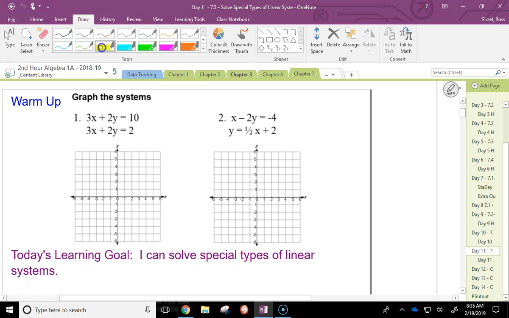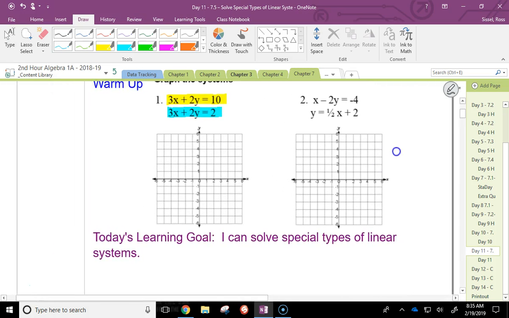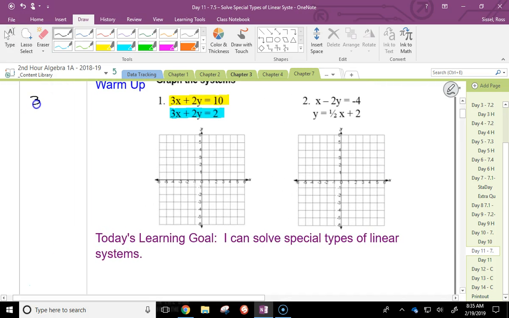When I graph these systems, these are two equations, which means I need to have two lines. I'm going to look at the first one. 3x plus 2y equals 10. So I'm going to go over here and write that. 3x plus 2y equals 10. And since I'm graphing this, I need to set it equal to y. So I'm going to move everything over.